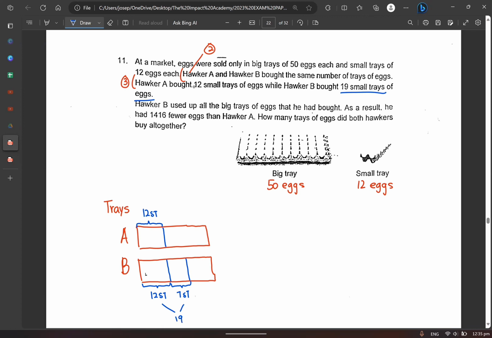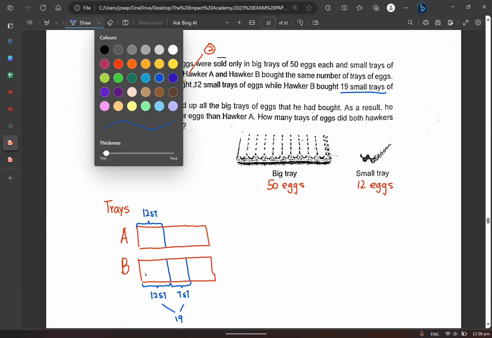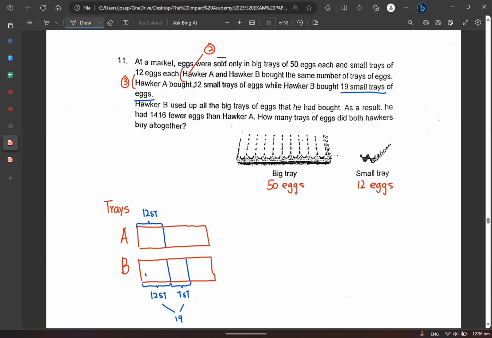Once this is done, you want to do something called mirror image again, for the big trays. Maybe I'll just use another color, I'll use green. If this is 7 small trays, because these are all about trays, we are going to say that this will then be 7 big trays. And whatever there is over here, I don't know how many, but I know that they are big trays as well.